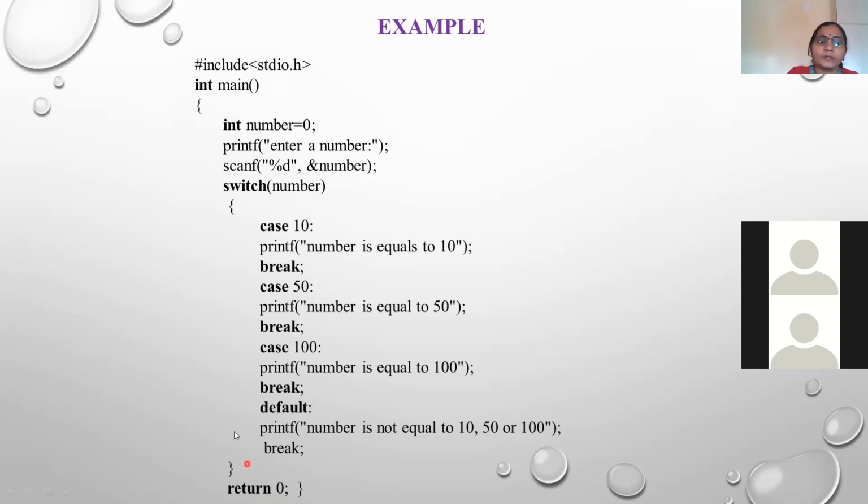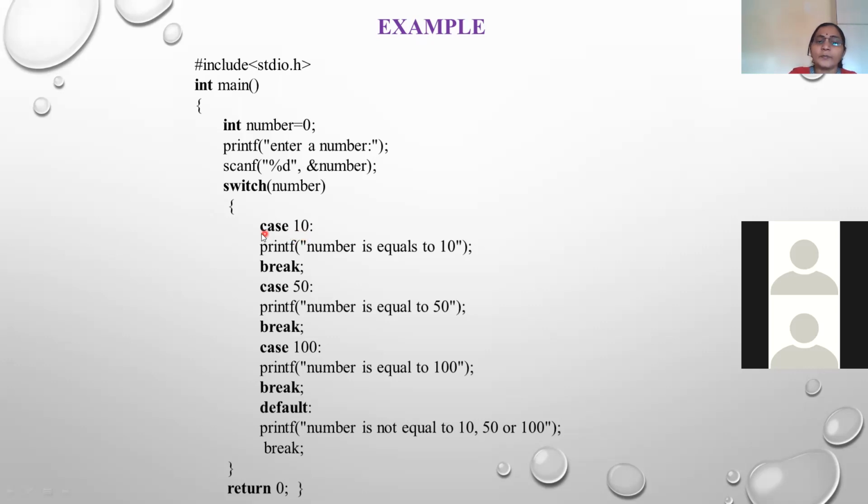Suppose the user entered the number 12. In that case, what happens? If the user entered 12, the statement is switch 12 in brackets. So that number 12 will be compared against all the cases present in the switch body. This number contains 12. First of all, this 12 will be compared with 10. Are both values equal or not? 10 equal to 12? No, both values are not equal.